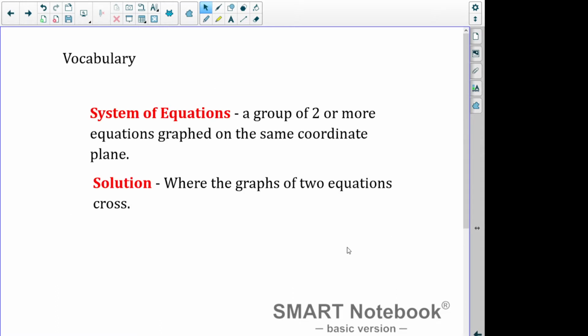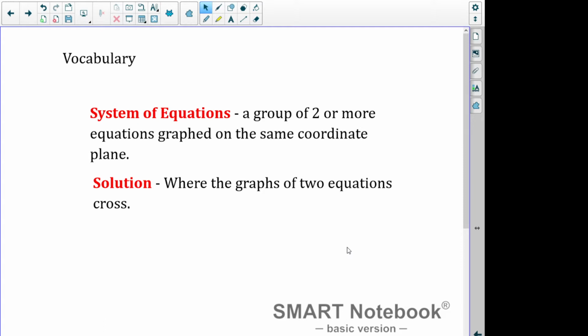So we have some vocabulary here. A system of equations is just a group of two or more equations. That's all it is. You could have a system of 3 equations or 4 equations, but for our purposes, we're going to be talking about a set of 2 equations, and also for our purposes right now, we're only going to limit that to linear equations. A system of equations can be any kind of equations, but we're going to limit our discussion to just linear equations, since that's what we're most familiar with.